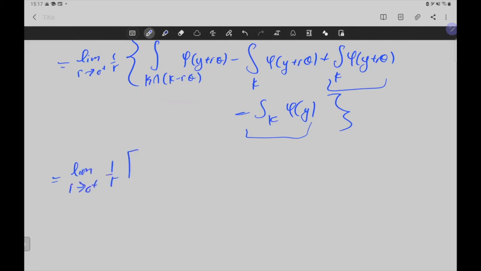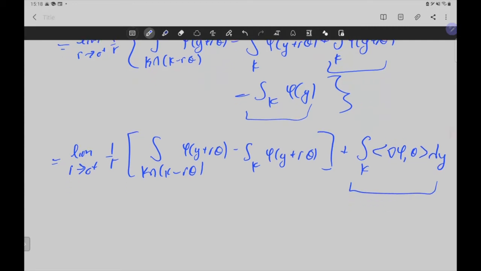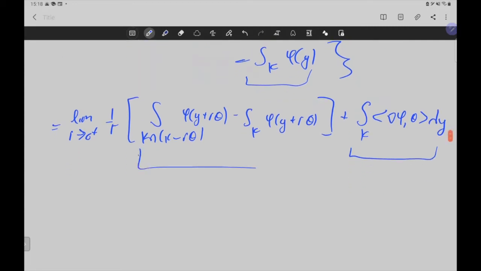So using this assumption, you have the first term, this limit, r goes to zero from the right, 1 over r, this integral over K intersected with K minus r theta, phi of y plus r theta, minus this other term, the integral over K, phi of y plus r theta, and then plus some guy. And it turns out that the guy is this integral over K, gradient of phi with theta dy. So we sort of have our other term, at least twice it. And we would like to try to deal with this. And this is where most of the fight goes.